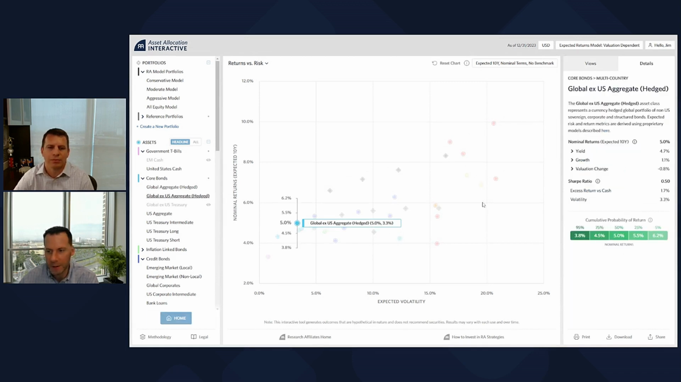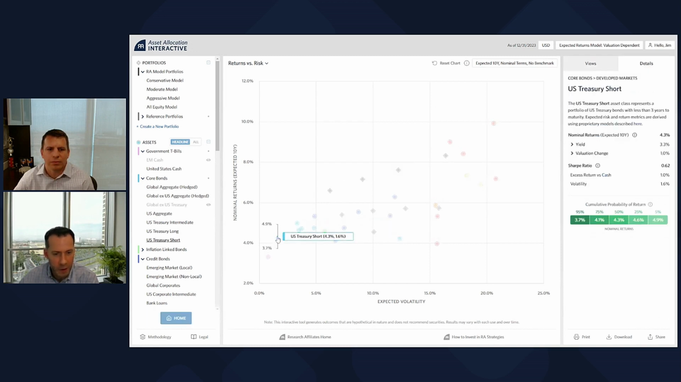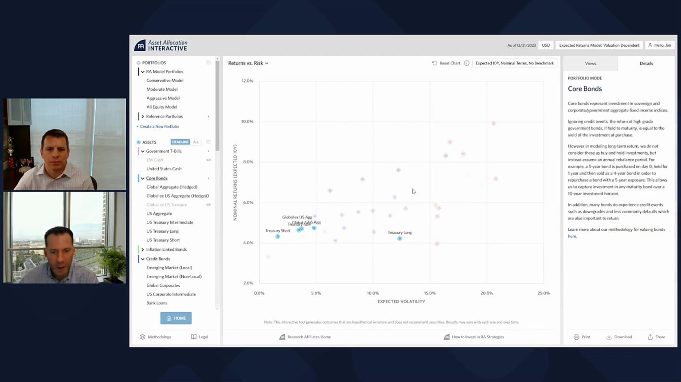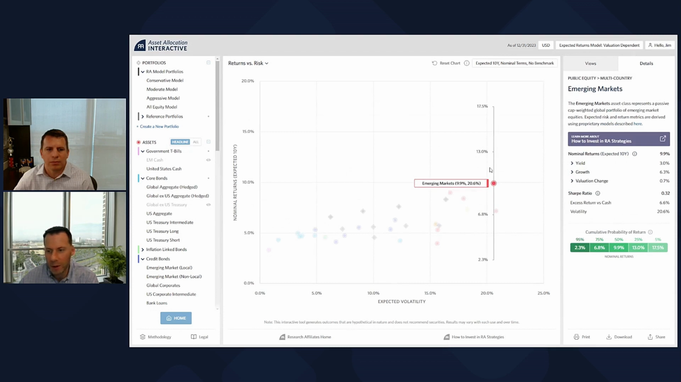And if I click on this, we can see that Sharpe ratio for this asset class based on expected returns is about 0.5. So nice, healthy Sharpe ratio for an asset class like core bonds. US Treasury, short-term treasuries, gets that Sharpe ratio up to 0.62. Now, if I click out here, if we go to equities, and let's just go back to EM equities, again, almost a 10% return, but the Sharpe ratio is 0.32. So a lot less than what we're seeing with core bonds.